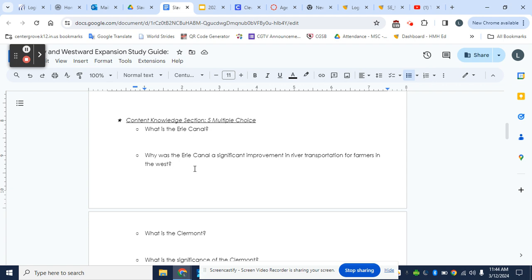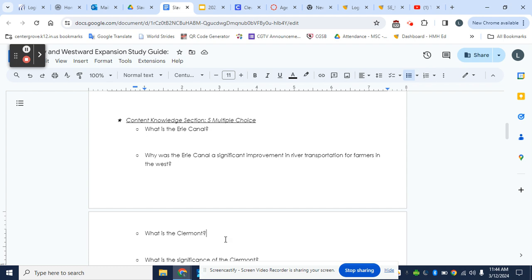So we've got new developments in transportation during this time period, but those developments are not solving a fundamental problem, which is how do we connect farmers in the West to markets in the East? And the Erie Canal was the way that they solved that problem.